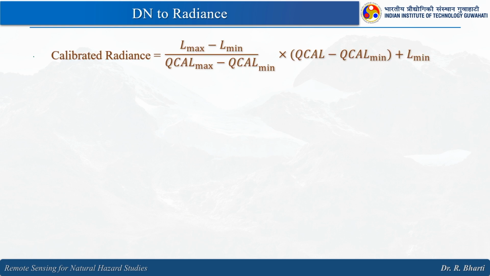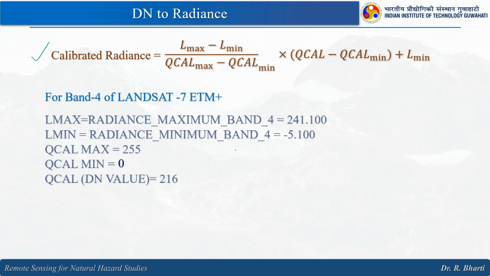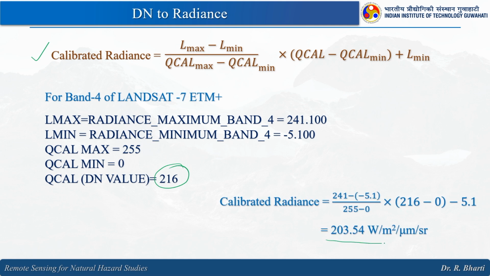Now, taking the other equation into the picture, the calibrated radiance, here we will use the same value and then we will try to calculate the calibrated radiance. So, here it is coming 203.54. So, there is a slight change when you are going with the scale factor radiance calculation and when you are going for the calibrated radiance calculation.